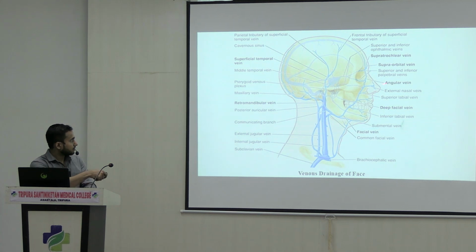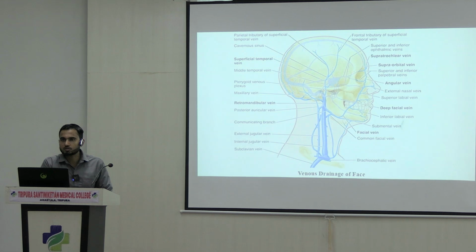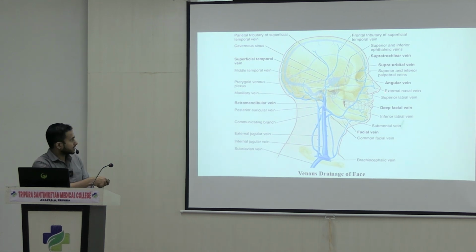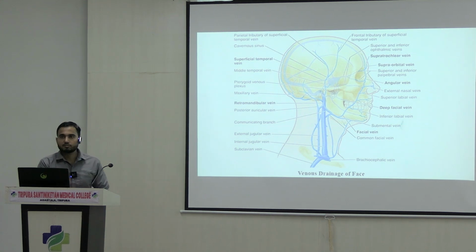So this is how the blood is drained. So this is one portion. Okay, as I said, two important veins are there. First, I have shown you, which vein is this? This is the facial vein, the formation of the facial vein, and along with that you can see the tributaries of the facial vein also. Okay, see the external nasal vein, superior labial vein, deep facial vein, inferior labial vein, submental vein. So these are the tributaries of the facial vein.